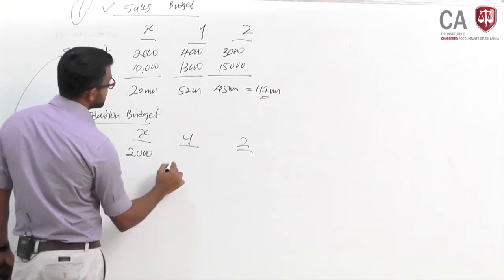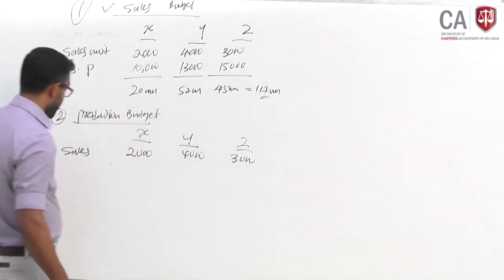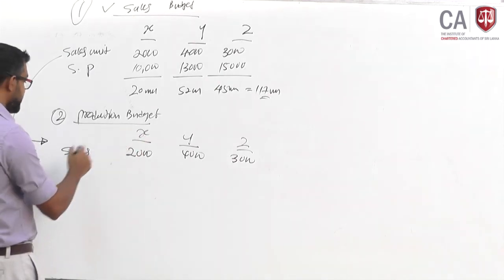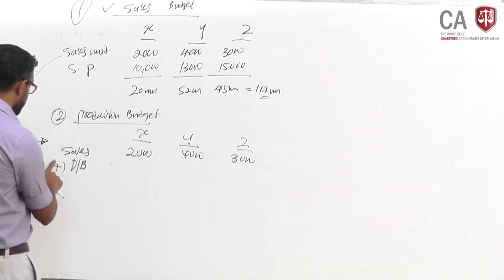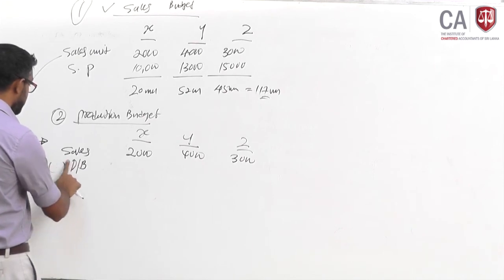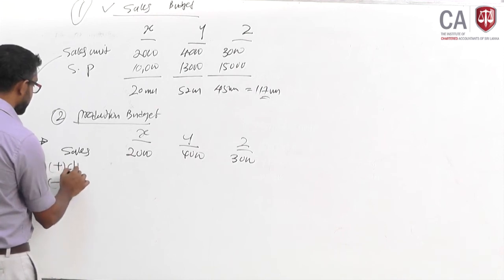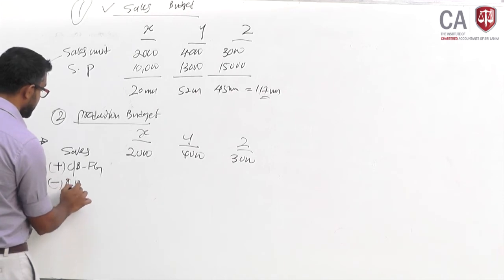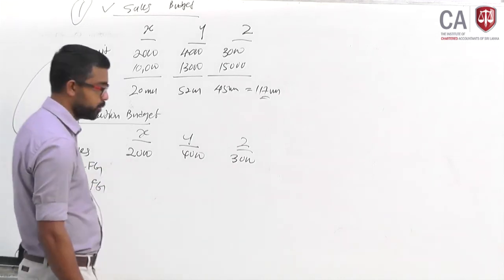2,000, 4,000, 3,000. This is not what you produce. You will not produce the sales requirement. Add closing inventory, and minus opening inventory, because you will sell opening inventory. Closing balance in FG minus opening balance in FG, because the opening balance we do not need to produce, so we can deduct it from the sale.